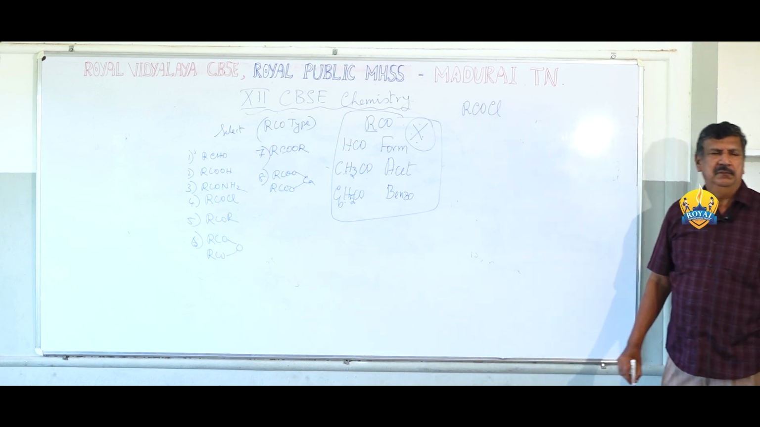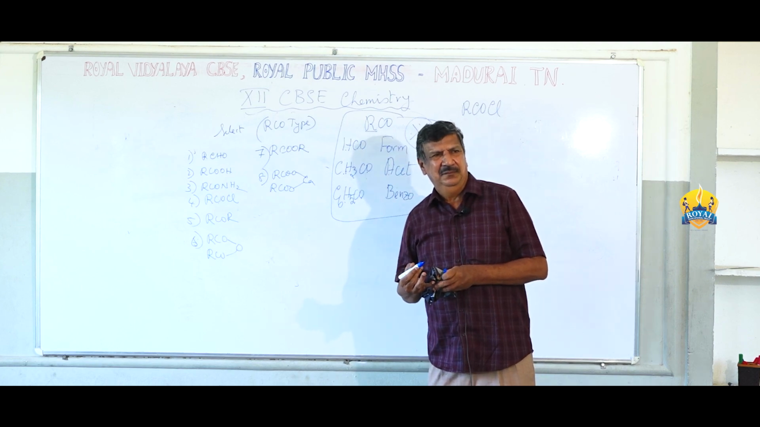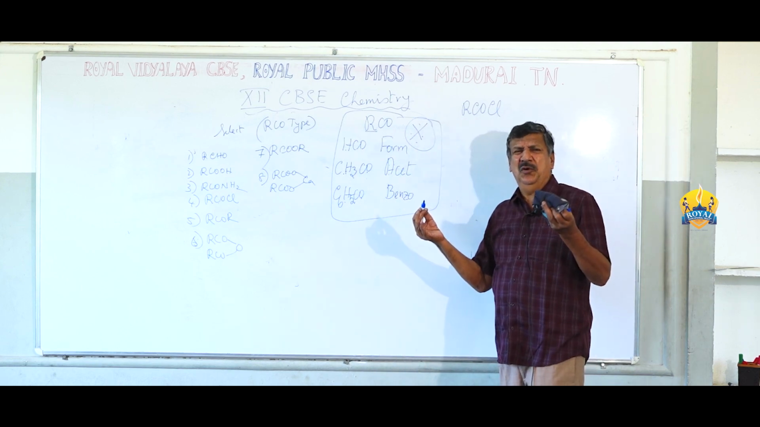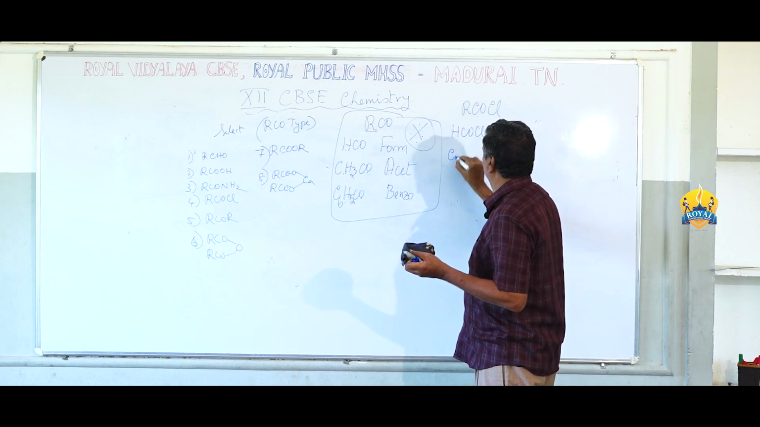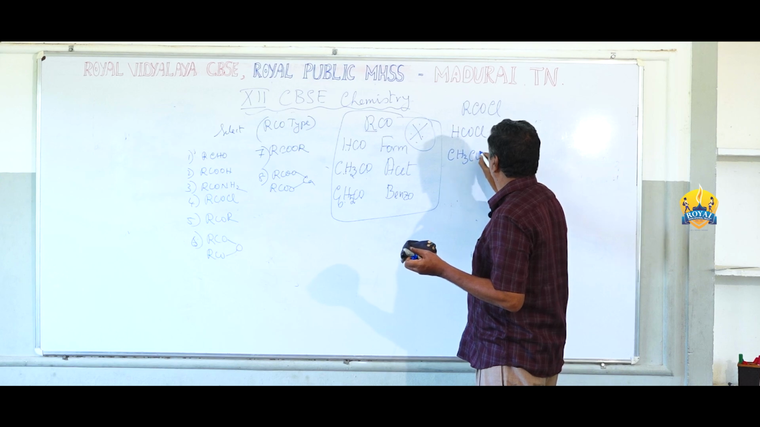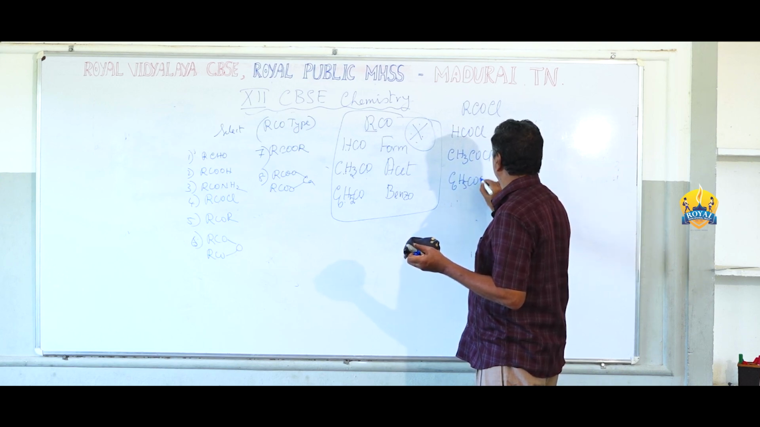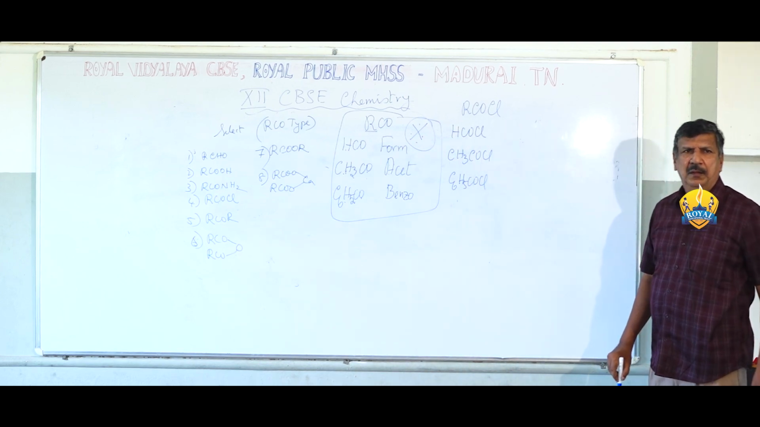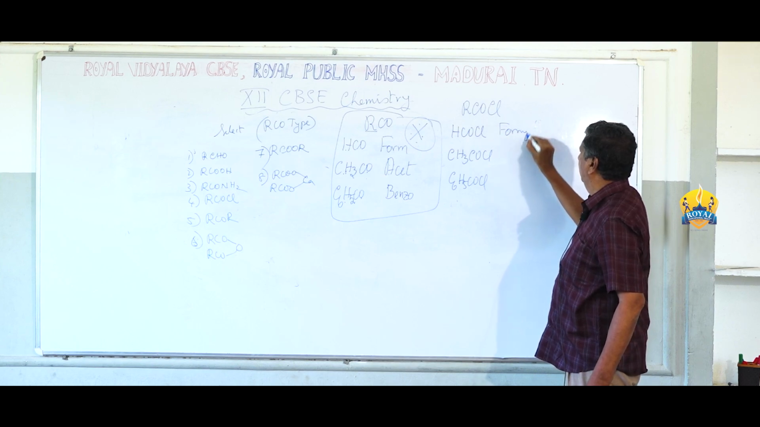RCOCl. The general name is acid chloride. Okay, what are the common 3 acid chlorides? Formyl chloride, acetyl chloride, and the third one, this one. Okay. This is formyl chloride.